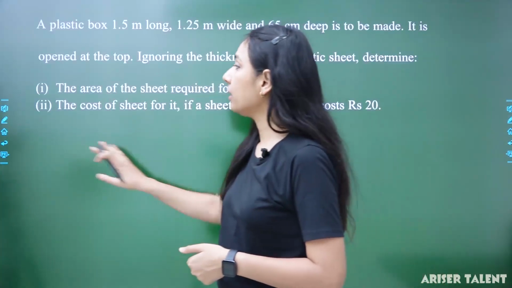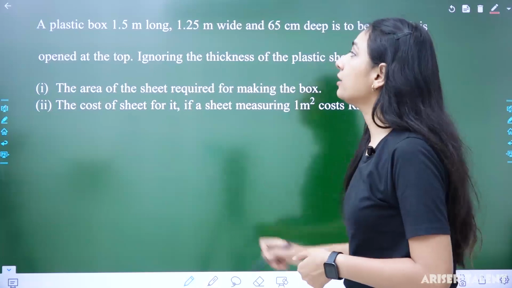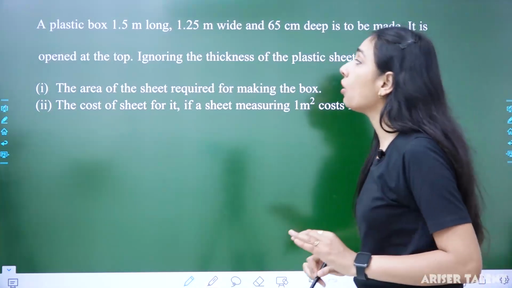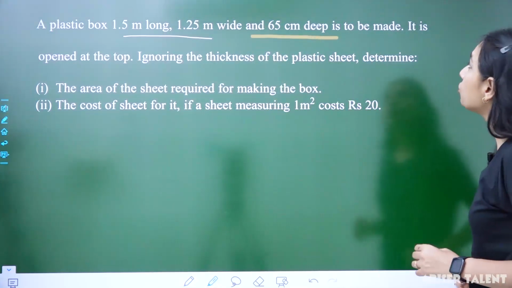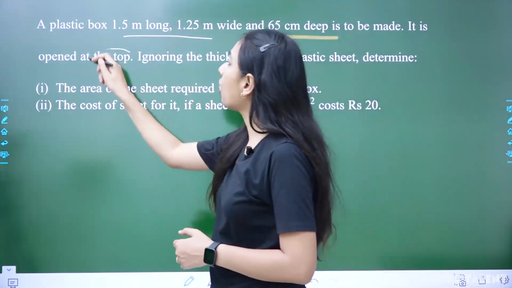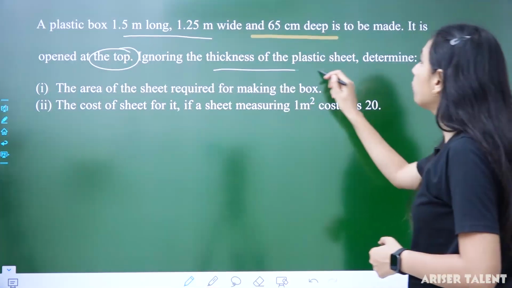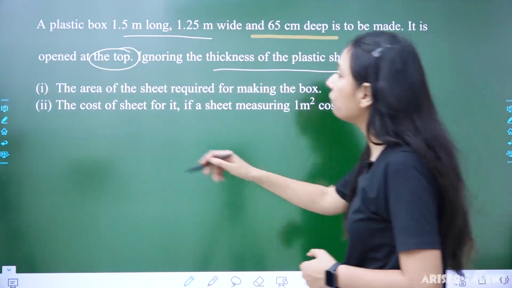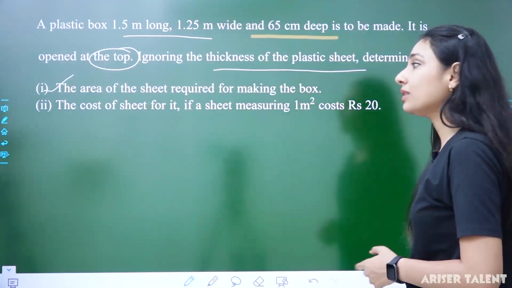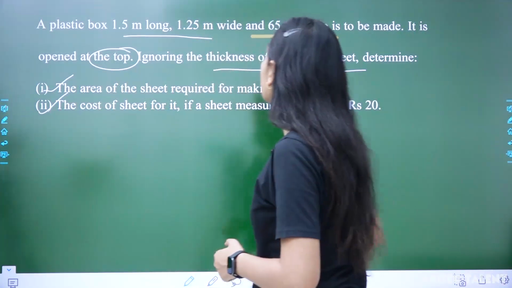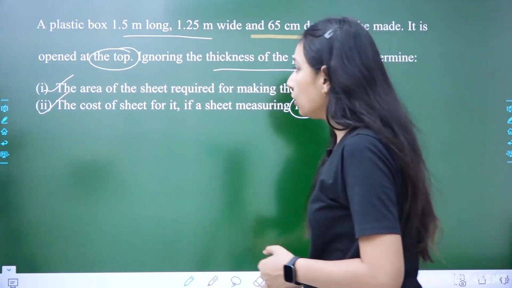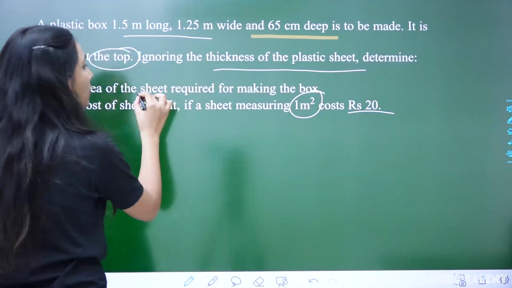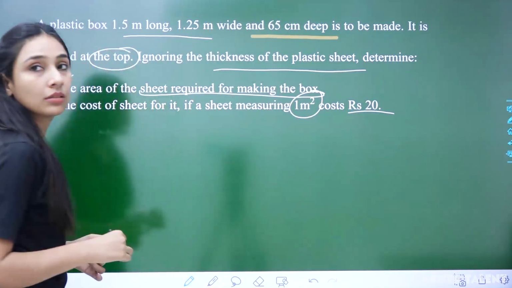Now the first question that we are going to solve is here: a plastic box 1.5 meter long, 1.25 meter wide and 65 centimeter deep is to be made. It is open at the top. Ignoring the thickness of the plastic sheet, determine the area of the sheet required for making the box and also the cost of the sheet for it, if a sheet measuring 1 meter square costs ₹20. So first we have to talk about the area of sheet required for making the box, right?